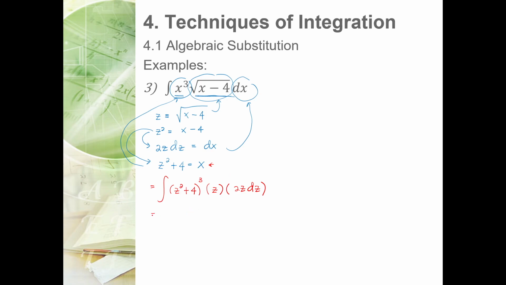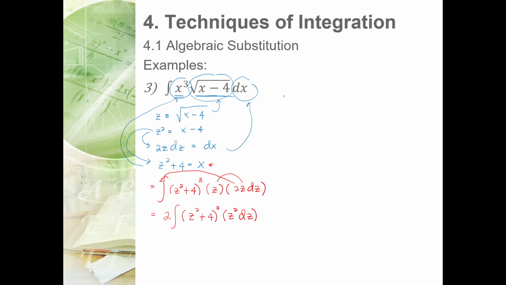Okay, so factoring out the constant, that's 2. Then you have z squared plus 4, cubed. Then you have z squared dz. I just combined these, then this one I factored out. Okay, so next step is, I think for us to expand this one. I think we can manually expand up until cubic binomials, right? Because this is what we were taught in high school.